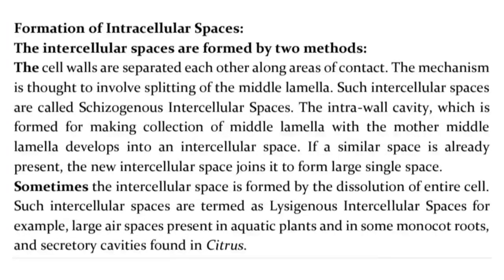The intrawall cavity, which is formed by the separation of the middle lamella from the mother middle lamella, develops into an intercellular space. If a similar space is already present, the new intercellular space joins it to form a large single space. Sometimes the intercellular space is formed by the dissolution of an entire cell. Such intercellular spaces are termed lysigenous intercellular spaces. For example, large air spaces present in aquatic plants and in some monocot roots, and secretory cavities found in citrus.